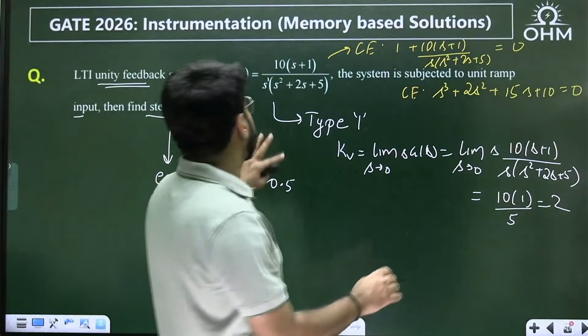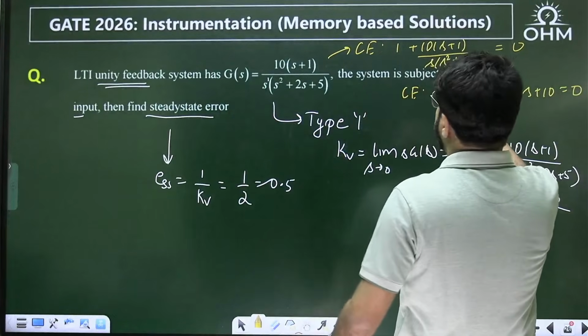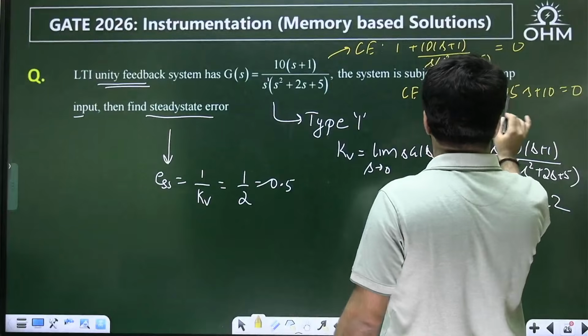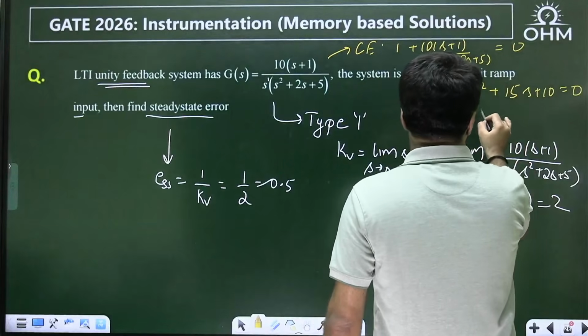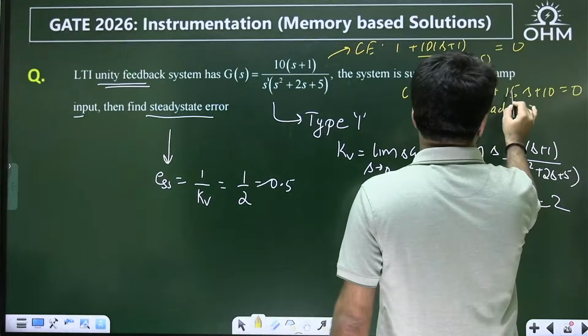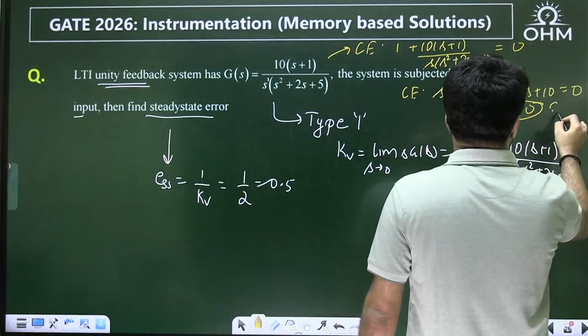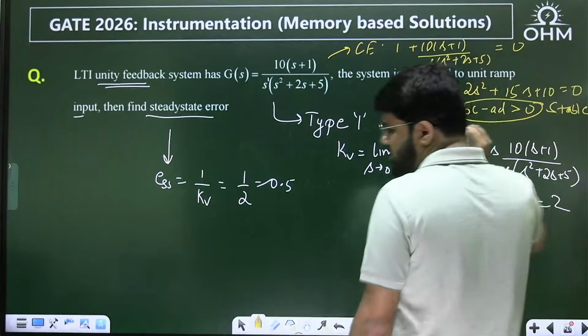Let me check the calculation again. This is going to be s cube plus 2s square plus 5s plus 10s, that is 15s, plus 10 equal to 0. Very clearly, for this equation, BC minus AD is positive. 2 into 15 is greater than 1 into 10. It is a stable system only.